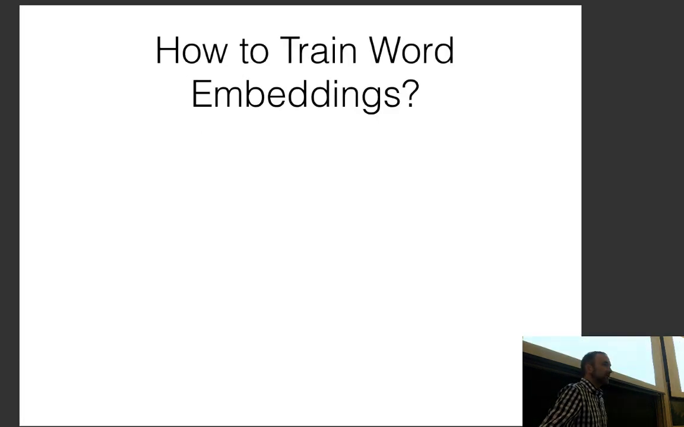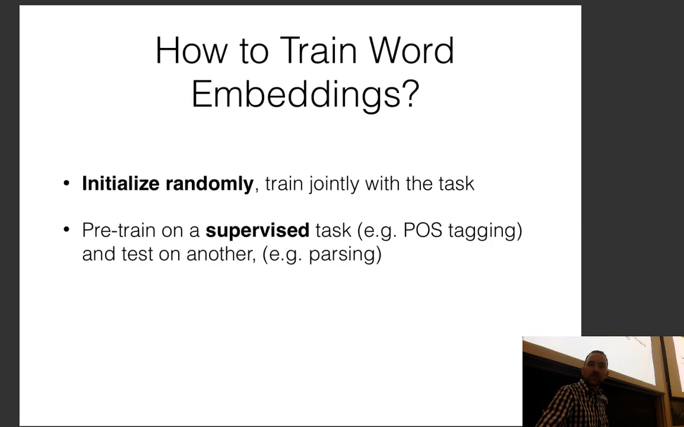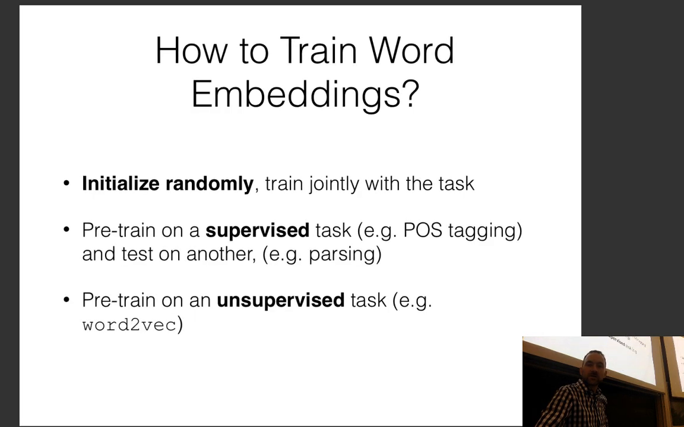So how to train word embeddings? I think this part was covered relatively well in the reading. But some things that it pulled up were initialize randomly and train jointly with the task, pre-train on a supervised task, and pre-train on an unsupervised task like word2vec. And honestly, the second one is pretty rare. The reason why is supervised training data is very hard to come by, and it's much easier to come by unsupervised data, like lots and lots of textual data that doesn't have any human annotations on it. So it's much more common to do the third one or the first one.